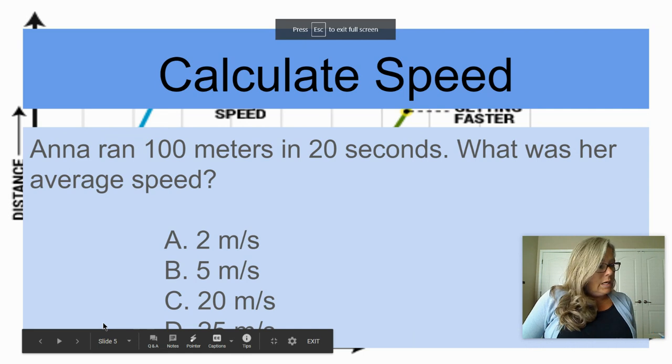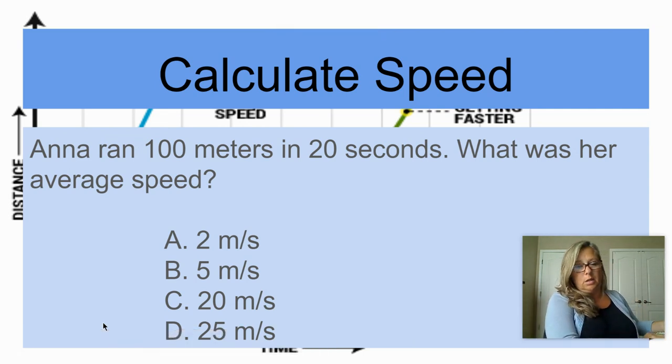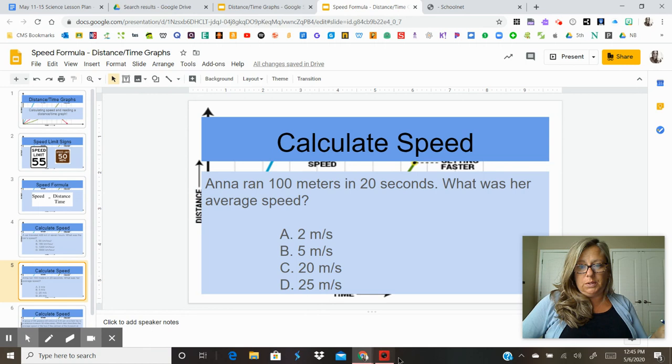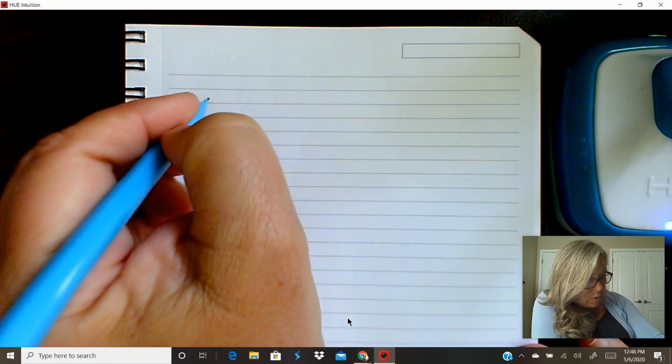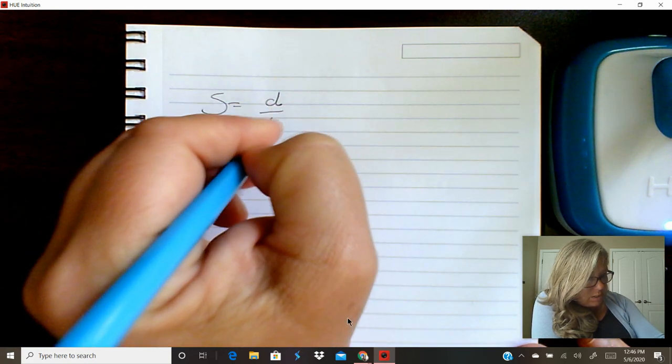It says, Anna ran 100 meters in 20 seconds. All right, so now hopefully you're beginning to look at the problem and see the distance and also see the time. You got it? What's the distance? 100 meters, and the time is 20 seconds. So I'm going to be dividing 100 by 20. I'm going to set up my problem on my paper. Some of you already did it in your head, I know. All right, so speed equals distance divided by time.